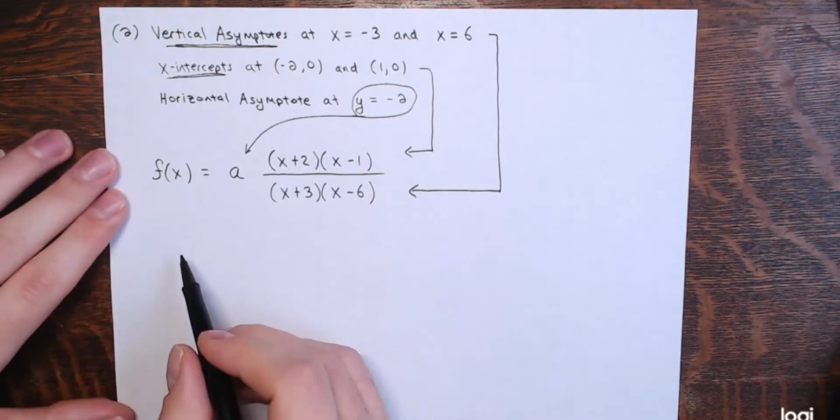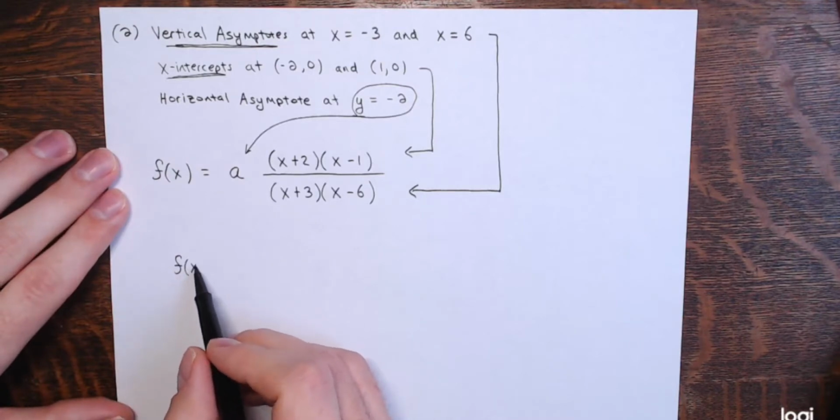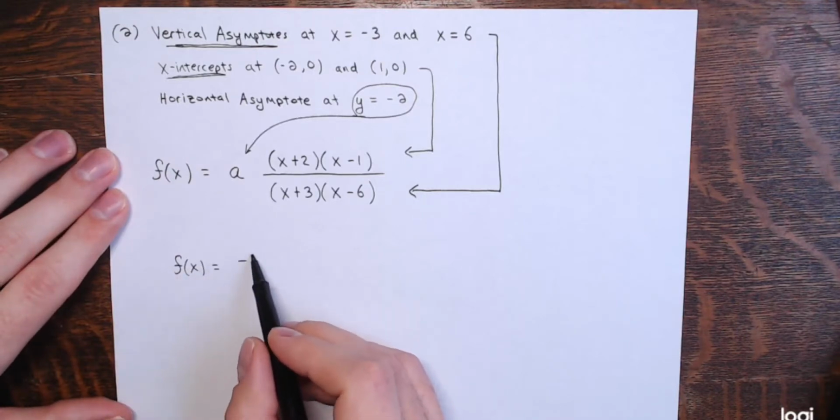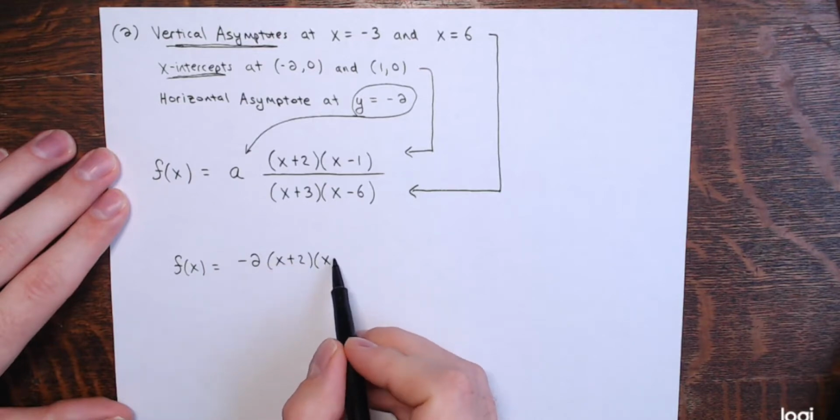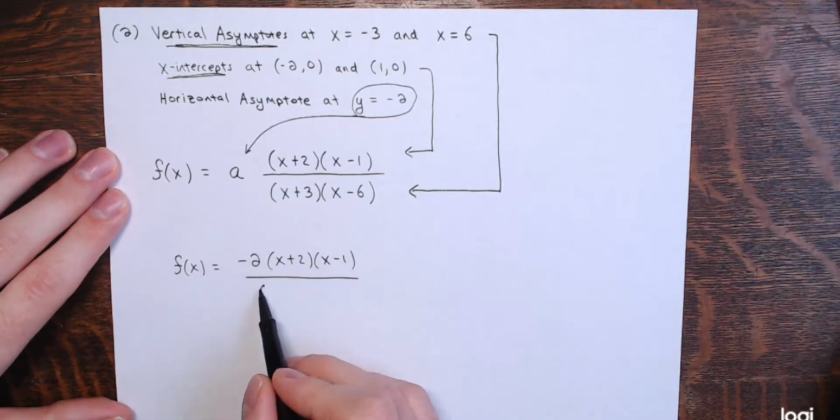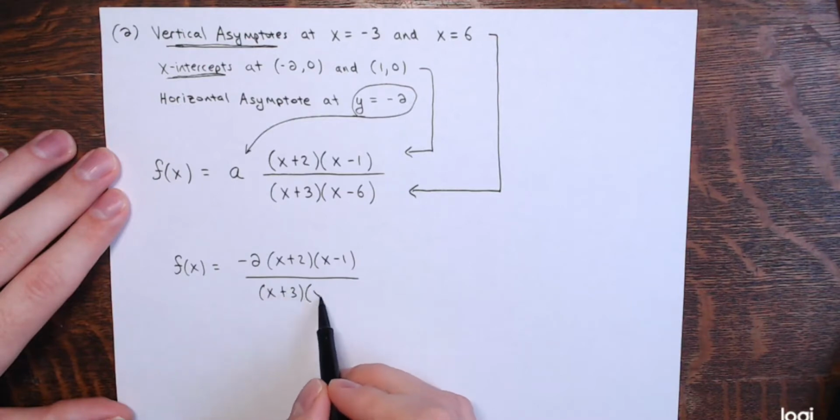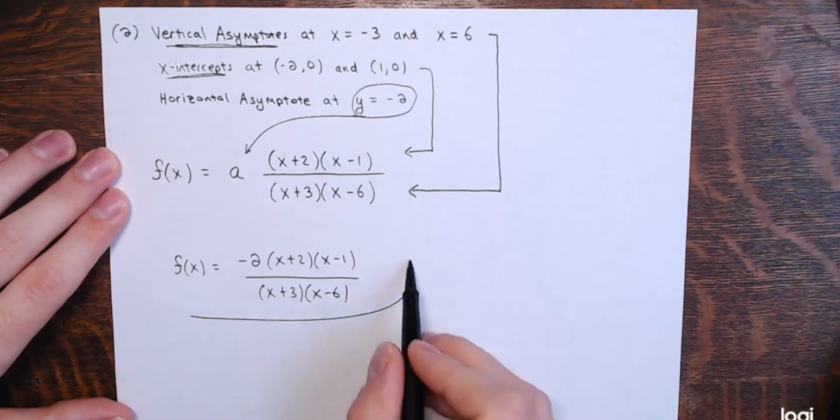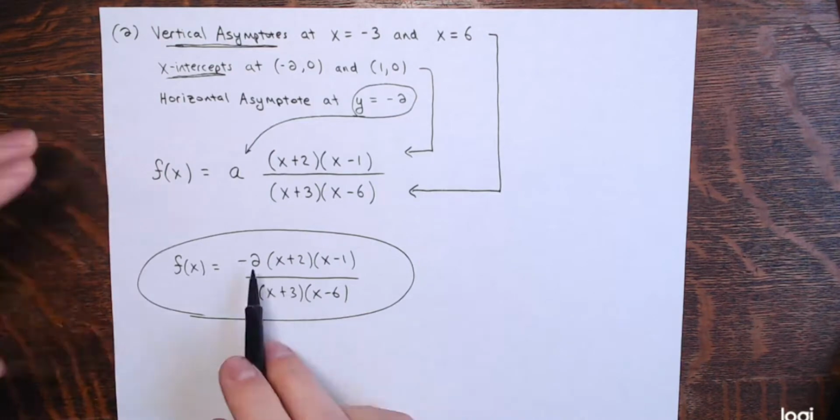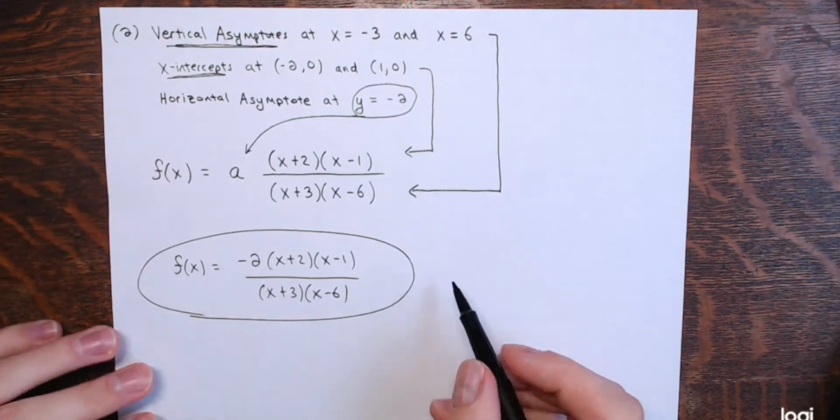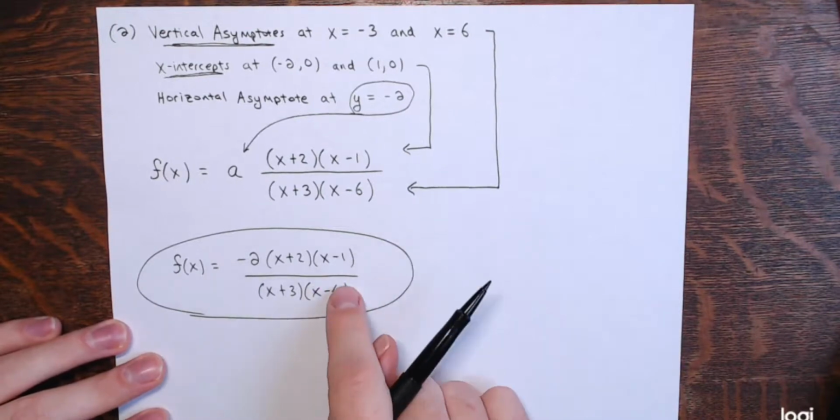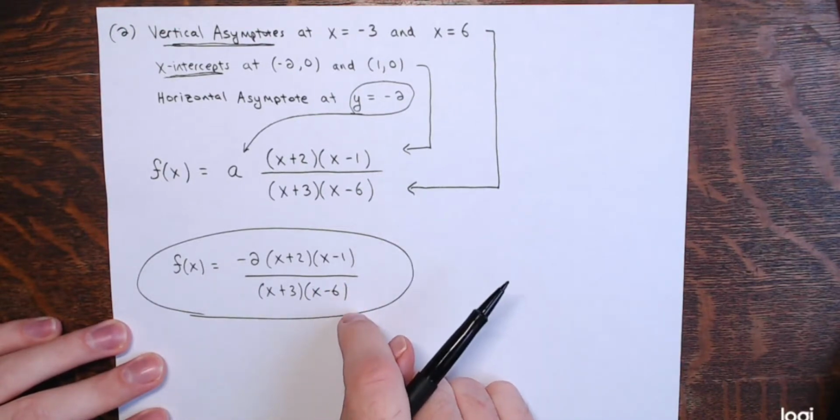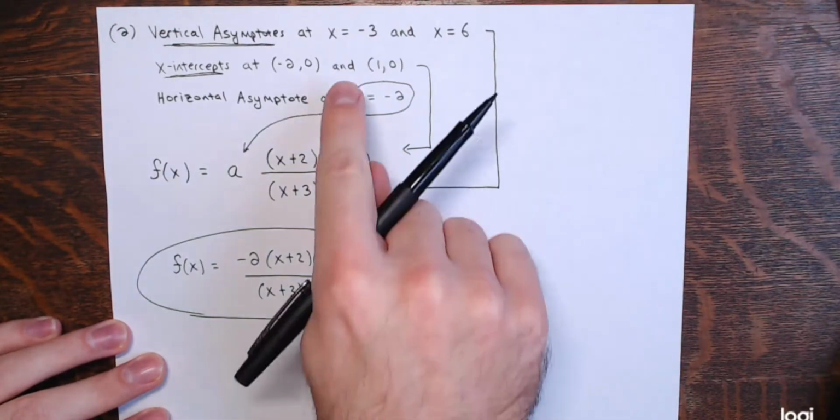So I have everything. So f of x equals -2 times (x plus 2) times (x minus 1), divided by (x plus 3) times (x minus 6). And again, you can leave it like this if you wish, or you can multiply everything out, and that's fine too. All right, but this rational function has all the information that they require.